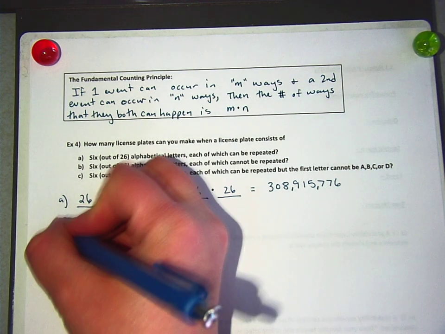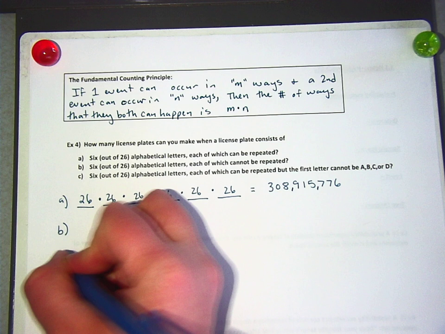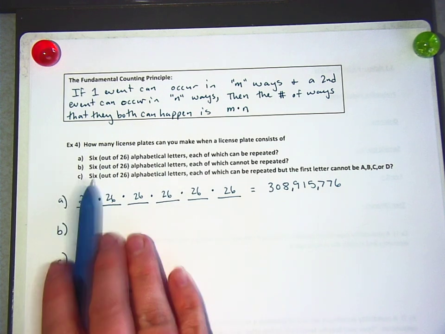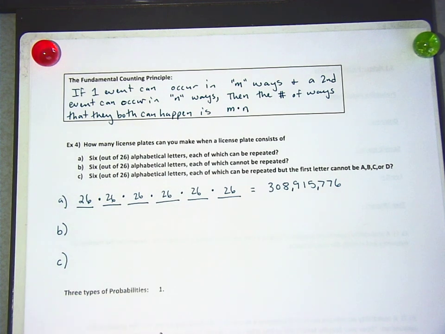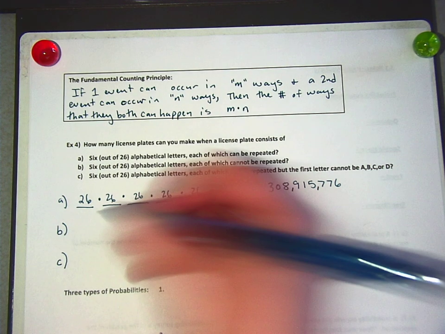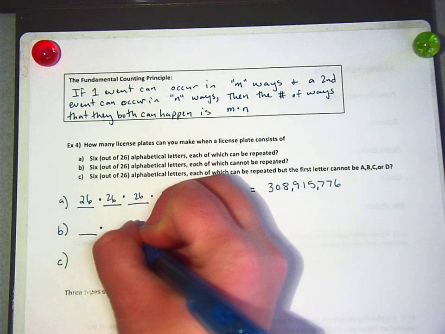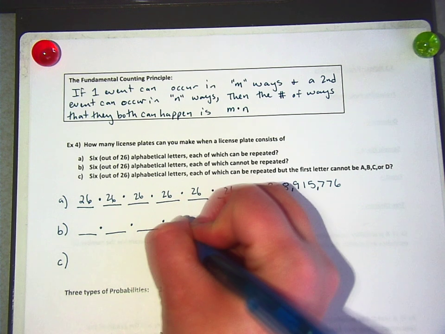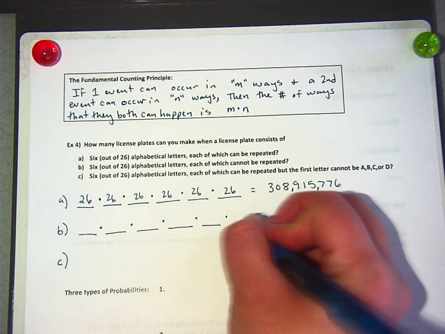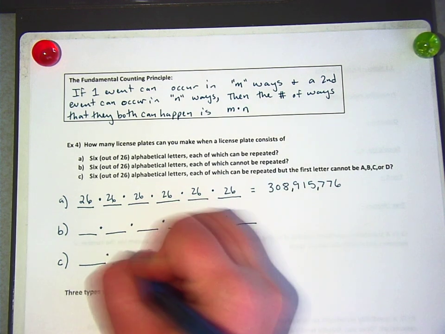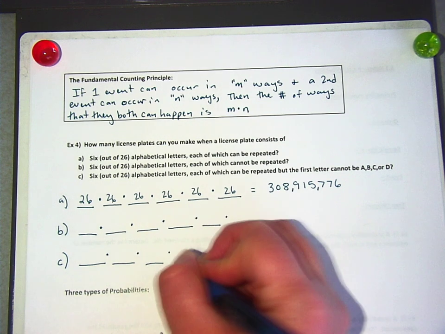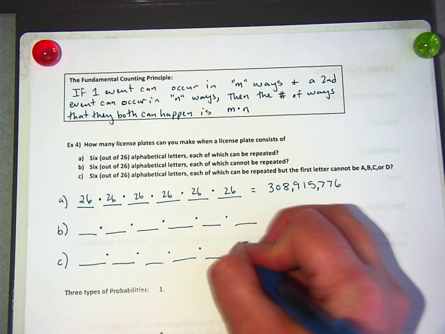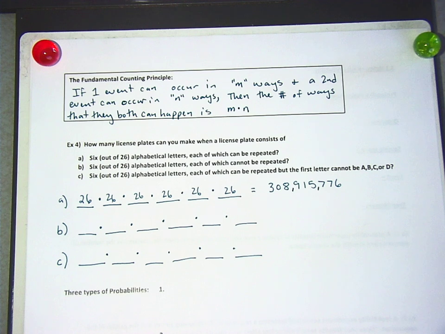All right, let's say that for tomorrow, we're gonna stop here. For tomorrow, I want you to try to do B and C. You're gonna do the same thing here. 6 things. But you've got to decide what numbers go in there. All right. We'll go over the answer tomorrow.